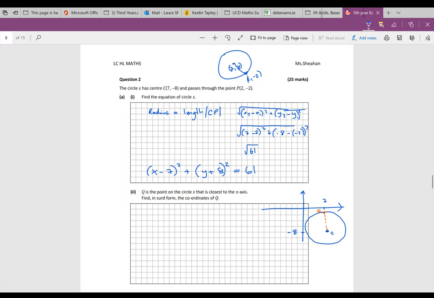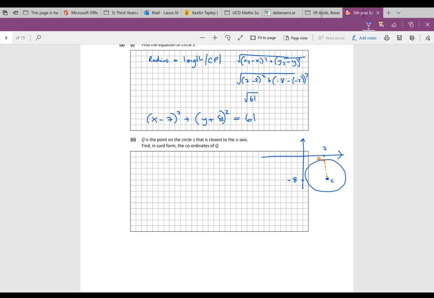Q is the point on the circle S that is closest to the x-axis. Find in surd form the coordinates of Q. Well, if I draw my circle like this, the point that is closest to the x-axis is going to be the very, very top of the circle. So it's going to be directly above the center. So then the x part of that has to be 7 because it's straight up. It was minus 8, and I have to go up root 61 units to get to Q.